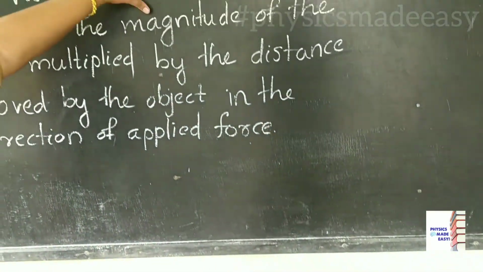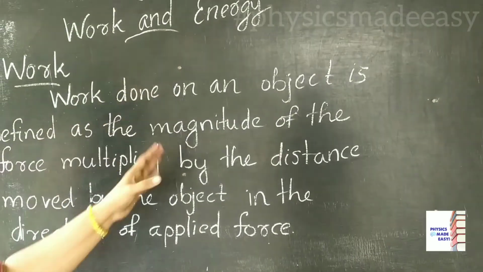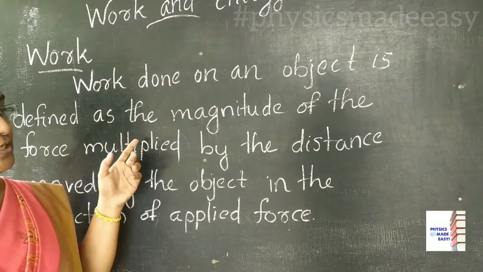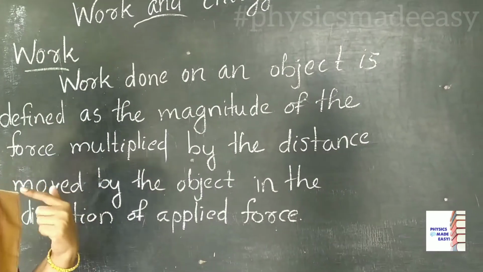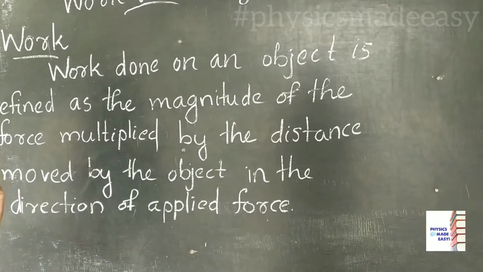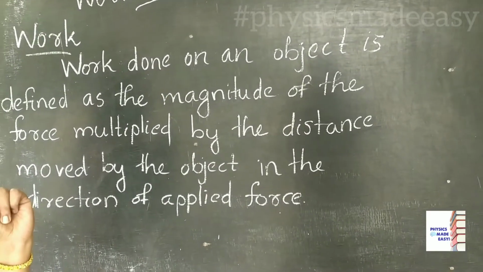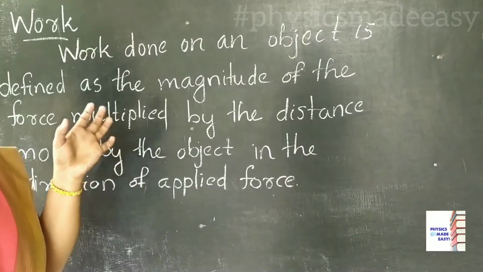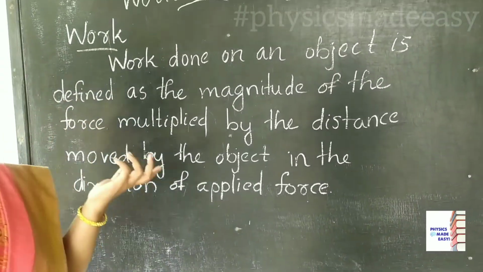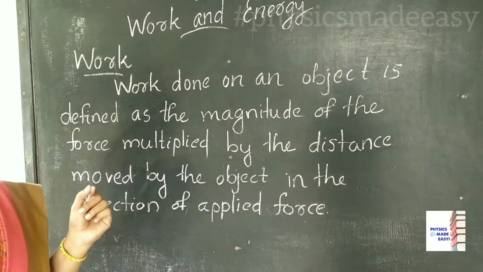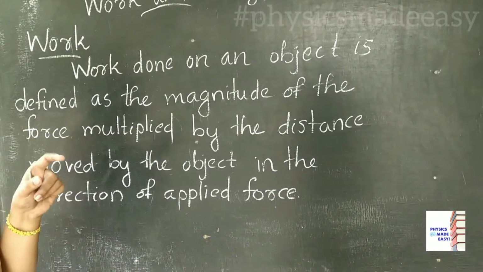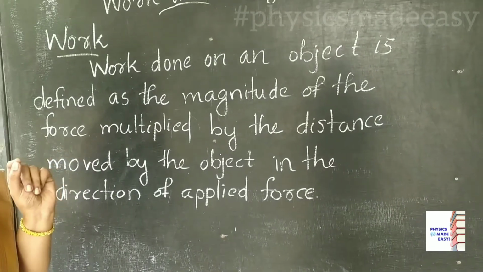So here I applied a force on the board. The second case I applied a force on the book. But in the first case you cannot see the board moving, and in the second case you could see the book is moving. Children, from that we can say, if a force is applied on an object, sometimes we can see that it is moving, sometimes we can see that it is not moving. So children, here we are discussing about the work.